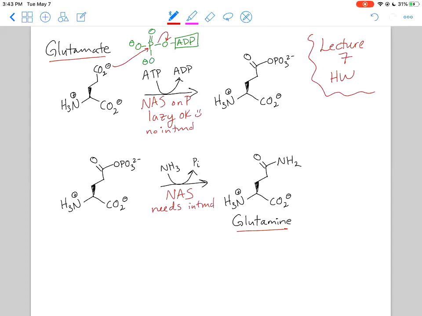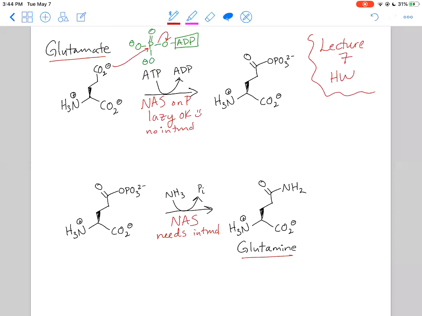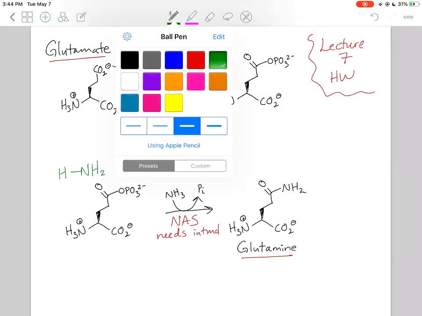So that's what I mean by it's lazy, there's no intermediate, whereas any other NAS reaction is going to need a reaction intermediate. If we start thinking about bonds broken and formed, we note that we have 3 hydrogens on ammonia in the starting material and only 2 in the product. So we know at some point that nitrogen is going to need to lose its proton, so why not do it in the beginning? Let's situate our ammonia group over here. We're going to highlight that one of its bonds to hydrogen is highlighted.